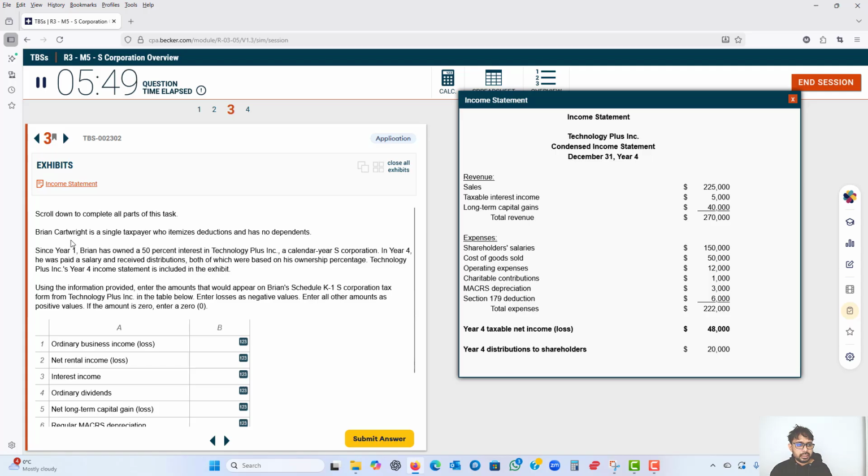And Brian Get Rate is a single taxpayer who actually wants to itemize the deduction. And also Brian is a 50% interest owner in Technology Plus, and it is an S corporation. So he is not the 100% owner of this corporation, and therefore he was also paid a salary and received distribution, both of which were based on his ownership percentage.